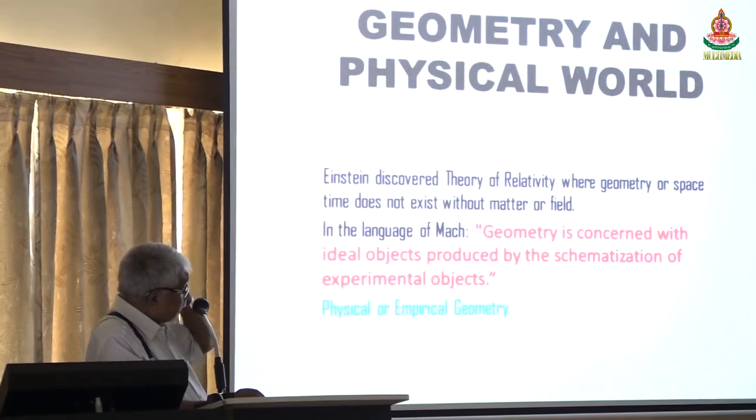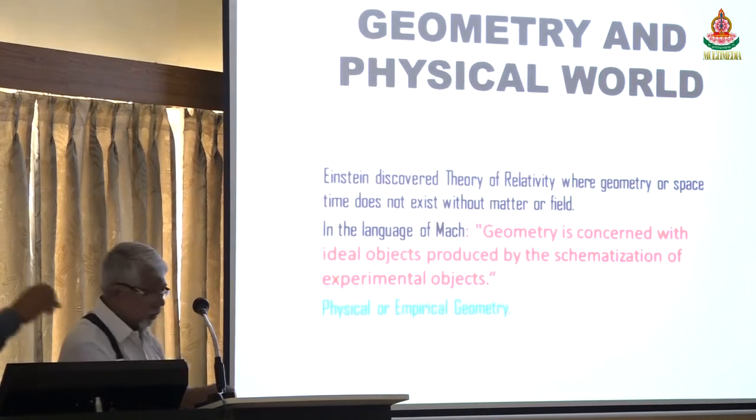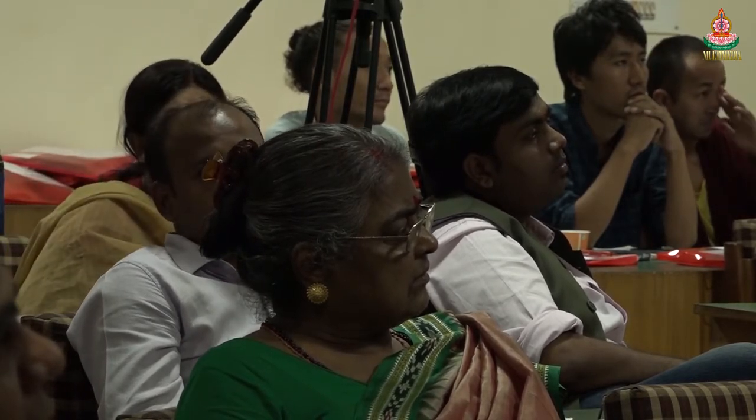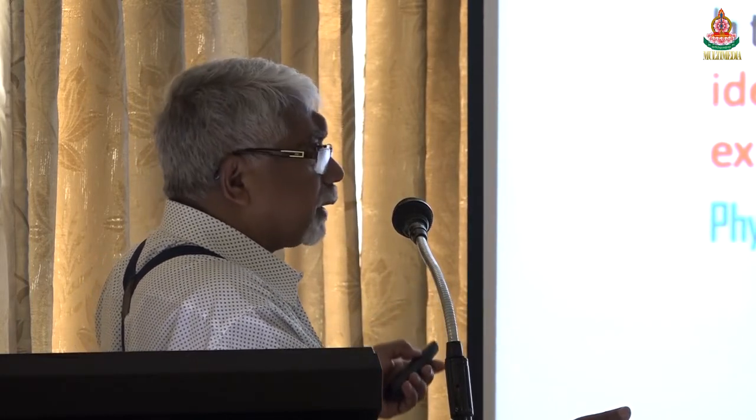So this is the scenario. We cannot go back to the Big Bang era, but if we look back, we can have a scenario like this. What I am telling you now is how important geometry is. According to the general theory of relativity, which Einstein discovered, geometry is concerned with ideal objects produced by the schematization of experimental objects. Einstein tried to describe gravitational forces in terms of geometry. In my lecture, I already told you that we need a kind of curved geometry to describe gravitation. In the language of Ernst Mach, geometry here is concerned with ideal objects produced by the schematization of experimental objects. We call it physical or empirical geometry.